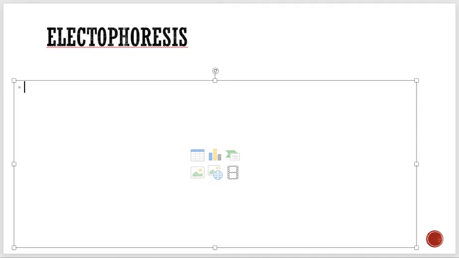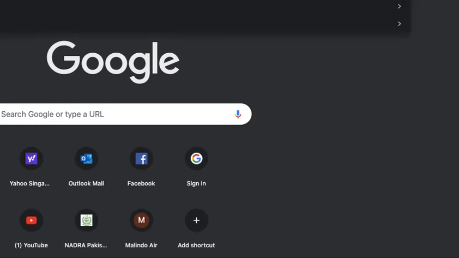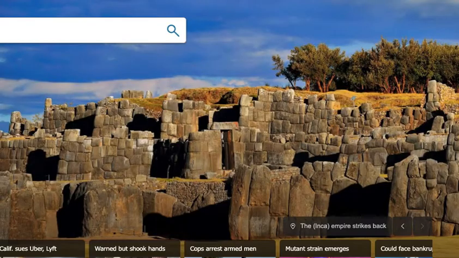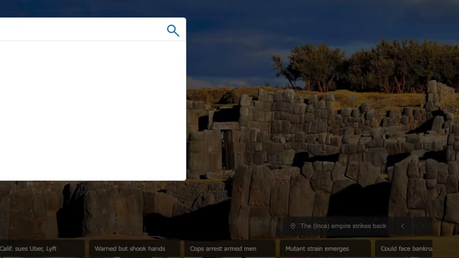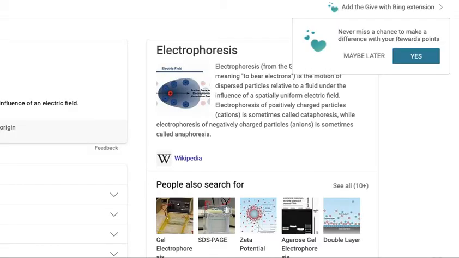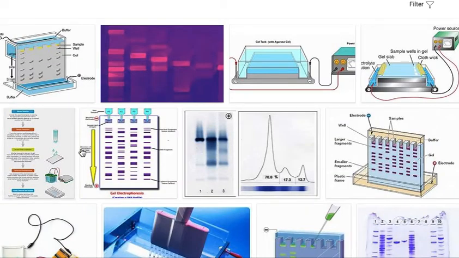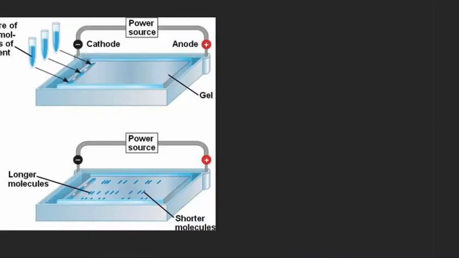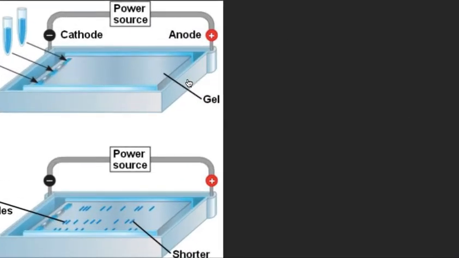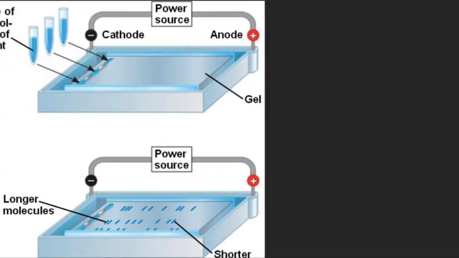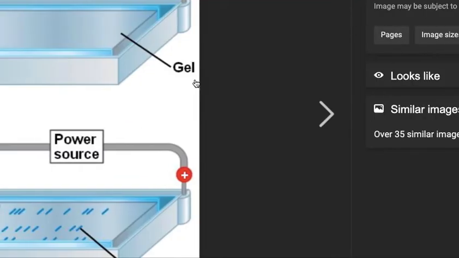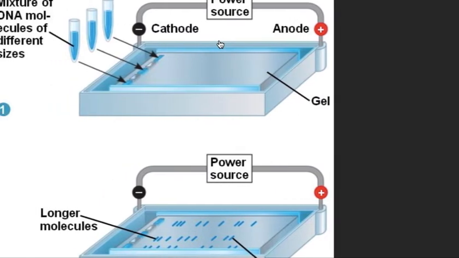I will take help from Bing again just to show you some photographs, and I will write electrophoresis, okay, and images. Okay, see this one. A very important thing to show you over here is this one. Okay, now what, you can say. I don't know what's wrong with this today.